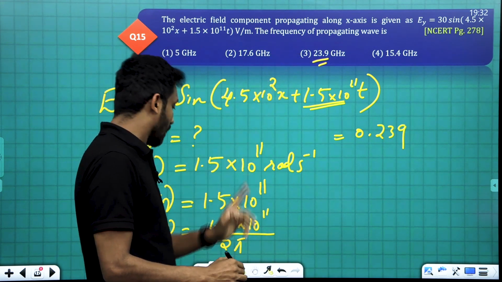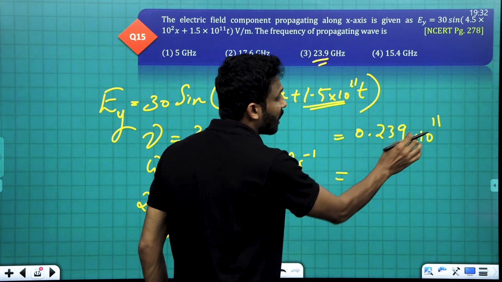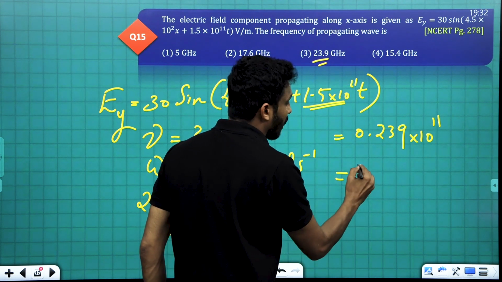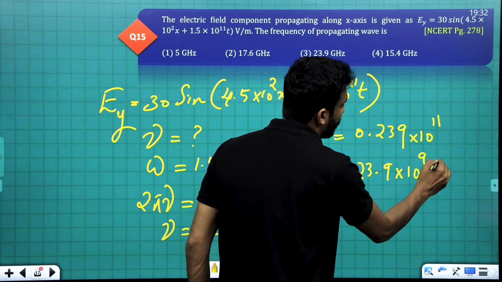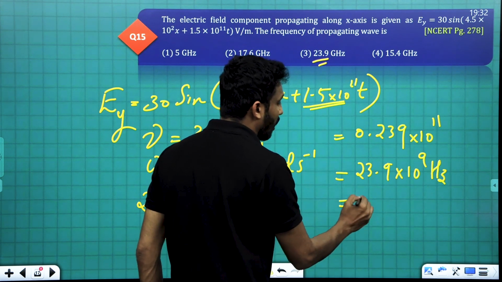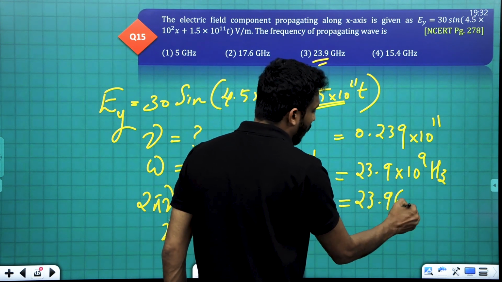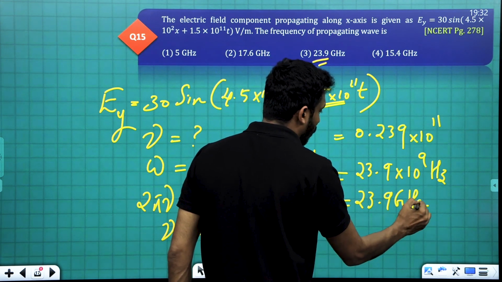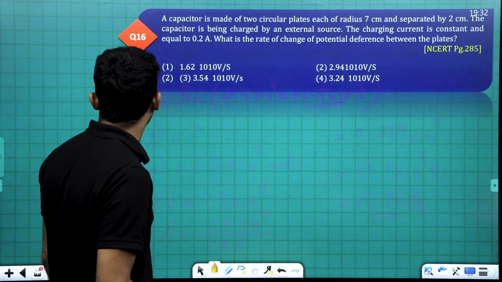Into 10 raised to 11. Taking 2 zeros or 100 here, it becomes 23.9 into 10 raised to 9 hertz. Clear? 10 raised to 9 hertz is gigahertz. So 23.9 gigahertz. It's very simple. Good. Moving to the next one.